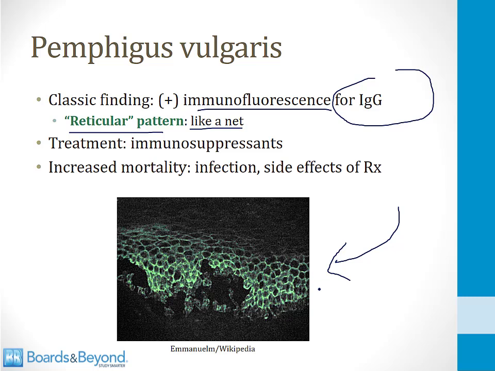So when you do immunofluorescence staining for IgG antibodies, you see all the borders of the keratinocytes light up, and that makes this reticular pattern that looks like a net. This disorder is treated with immunosuppressants, and it carries an increased mortality. First of all, patients easily develop infections when their skin breaks down, and there are also potential complications that are side effects of the immunosuppressant therapy.